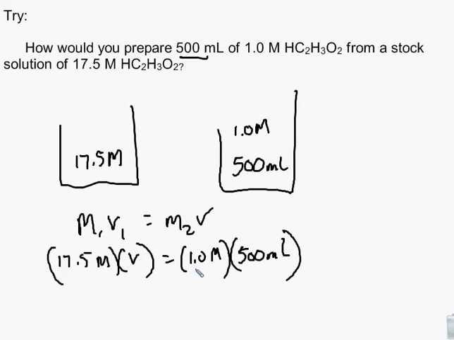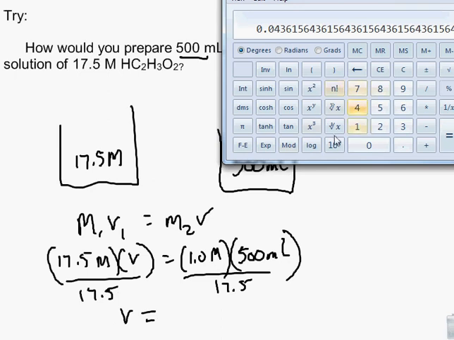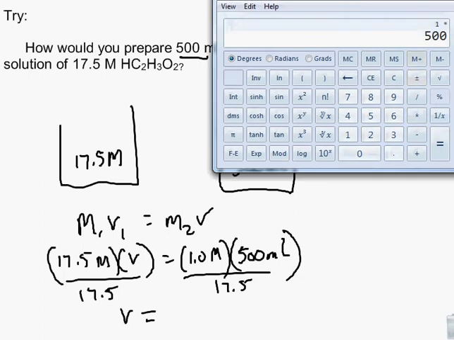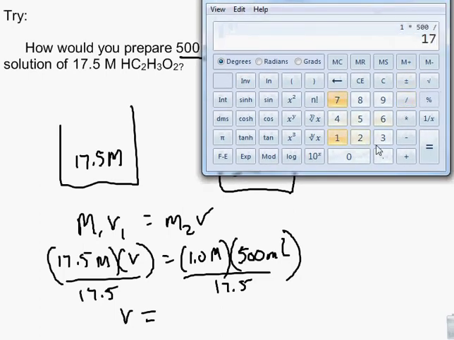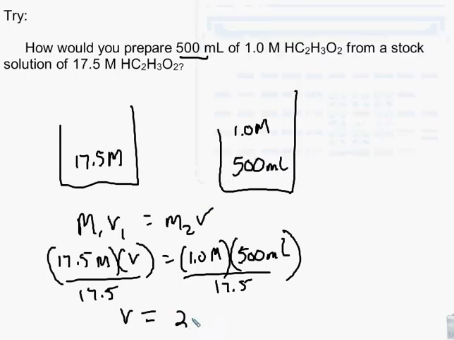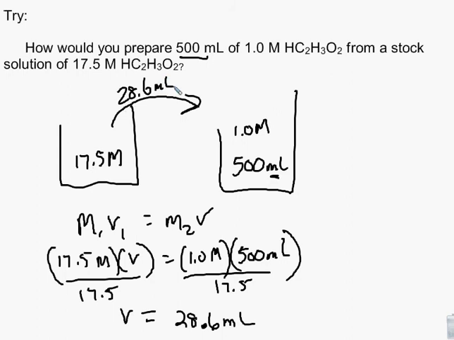And so we solve this, and we multiply these. 500 times 1 is 500, right? And then we divide this side by 17.5. So our volume equals 1 times 500 divided by 17.5, and we get our volume, 28.6 milliliters, right? Because this 500 is milliliters, so we have to be in milliliters. We're going to need to take 28.6 milliliters of this.